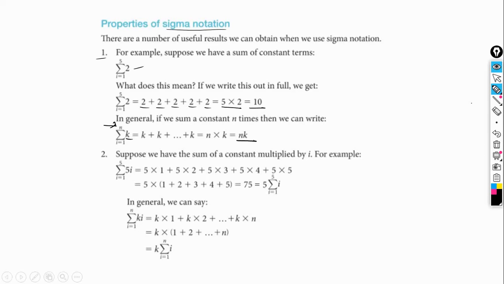Now suppose we have, for number 2, the sum of a constant multiplied by i, for example, from 1 to 5, 5i. So that would be 5 times 1 plus 5 times 2 plus 5 times 3 plus 5 times 4 plus 5 times 5. But we can rewrite that as 5 times 1 plus 2 plus 3 plus 4 plus 5, right, if we factor out the 5, which is 75. But that is the same as saying 5 times sigma from 1 to 5 of i. So in general, we can say that if we have a constant multiplying i, it's the same as multiplying the constant times the i sum, as we can see here.